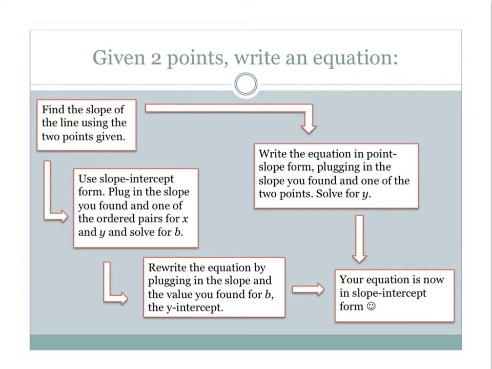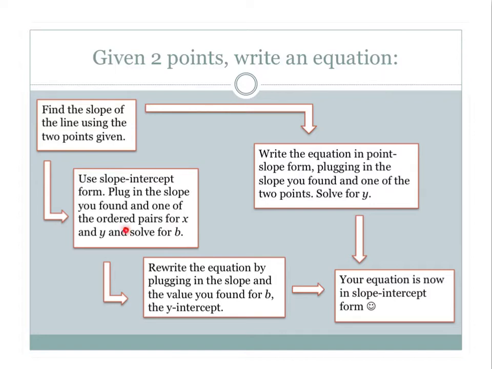After you do that, you have 2 different paths you can follow. One takes you to the point-slope form. So you're going to write the equation in point-slope form, plugging in the slope you found and one of the 2 points that you were given, and then you're going to solve for y, which gives you slope-intercept form. Or you're going to take slope-intercept form, plug in the slope that you found and one of the ordered pairs for the x and the y, and you're going to solve for b. This can sometimes throw some kids off, so give it a try. I'm going to ask you to give it a try on the next slide.